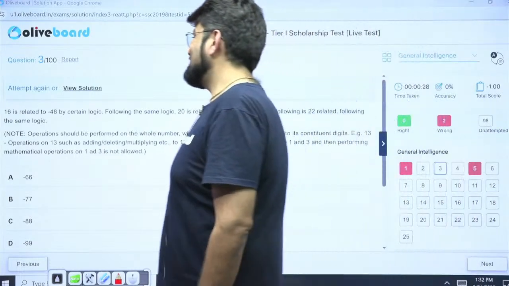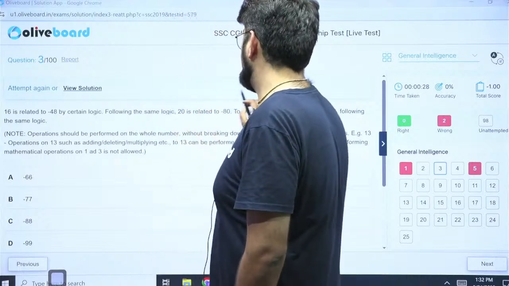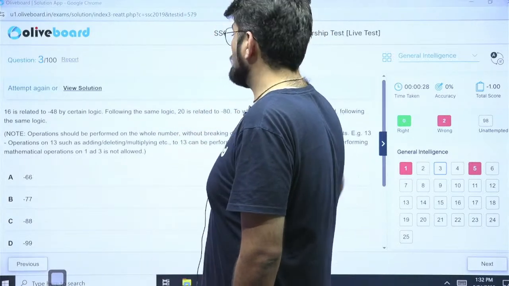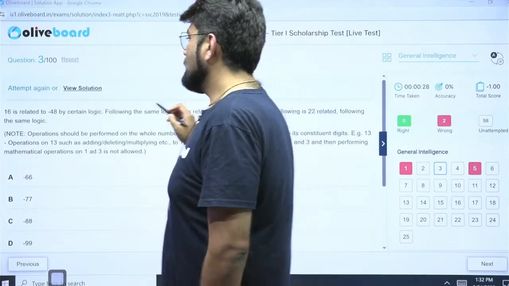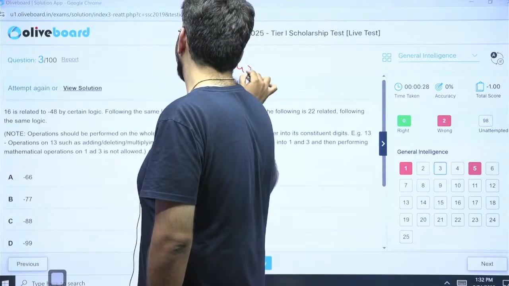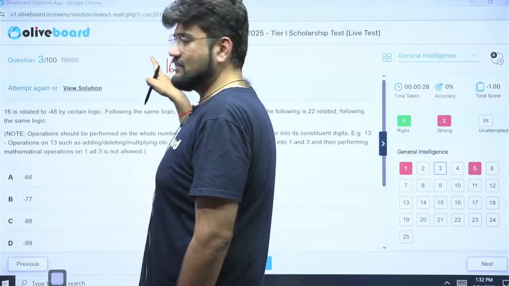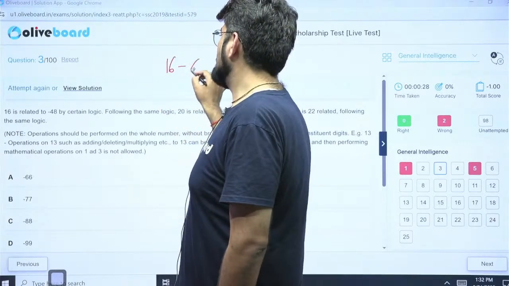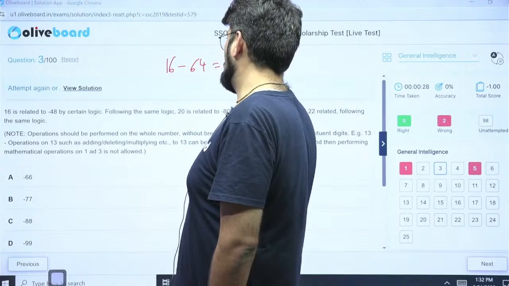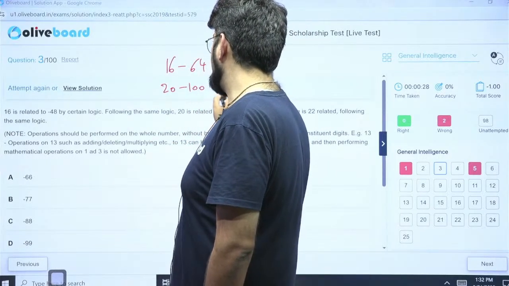Now, 16 is related to minus 48 by a certain logic. Then following the same logic, 20 is related to minus 80. Then how is 22 related to which of these numbers? If you observe carefully, from 16 to minus 48, how will I reach here? What will I subtract from 16? Obviously 48 plus 16, that is 64. If I subtract 64, I'll get minus 48. So 20, if I subtract 100 from it, I'll get minus 80.